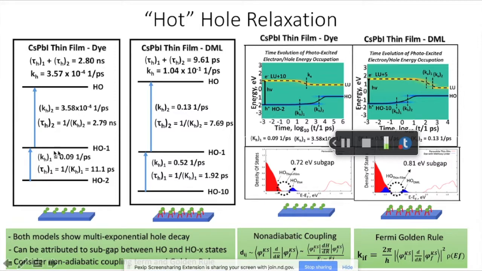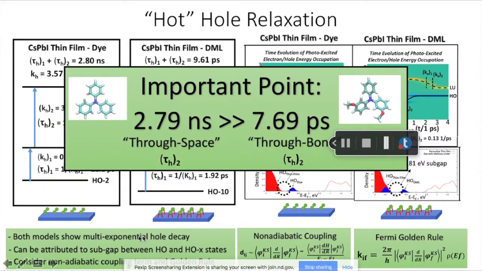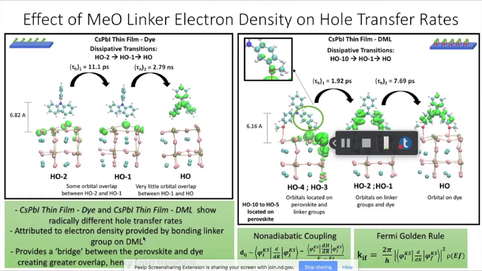But we can see for the HOMO minus 1 to the HOMO state, the through space charge transfer has a nanosecond hole transfer rate, but we still get quick picosecond resolved rates for the through bond system. So the big takeaway here is that nanoseconds is a lot bigger than picoseconds for through space versus through bond. So why is that? Why is through space much longer than through bond for non-adiabatic transitions in these systems?